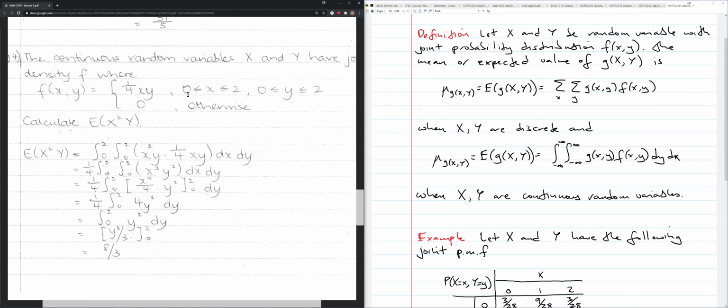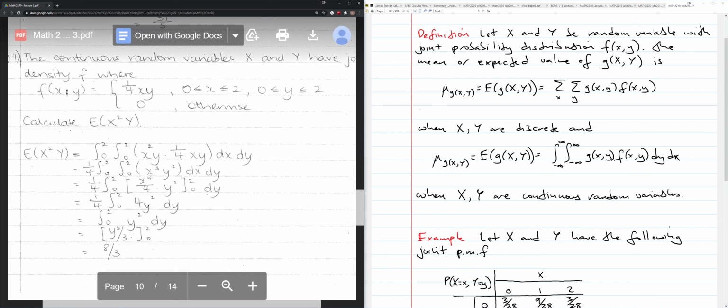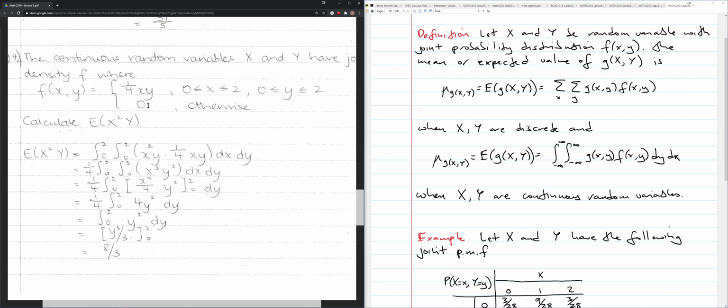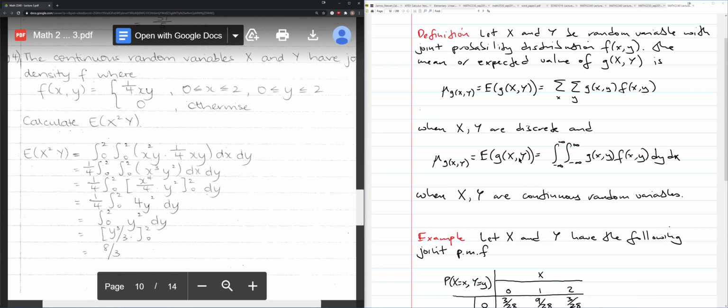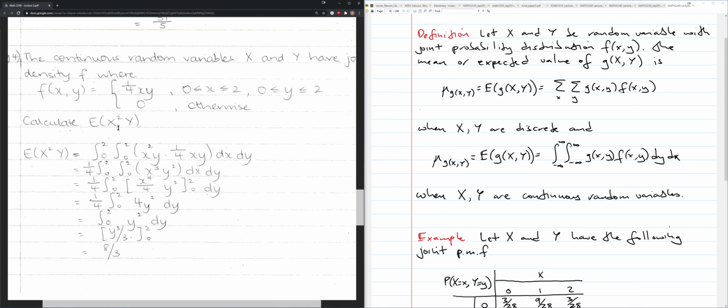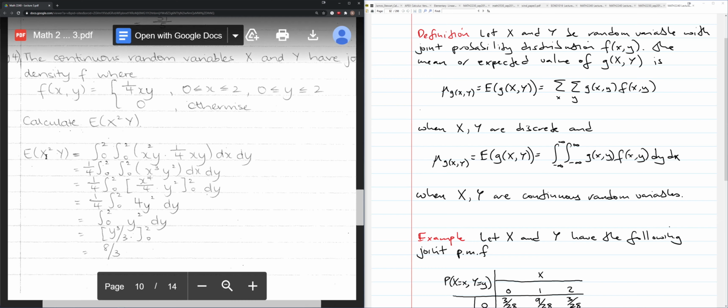so a square with one corner at the origin and one corner at (2, 2). This is what f of xy is on that square, otherwise it's equal to 0. We want to get the expected value of a function of X and Y, and the function in this case is x squared times y.